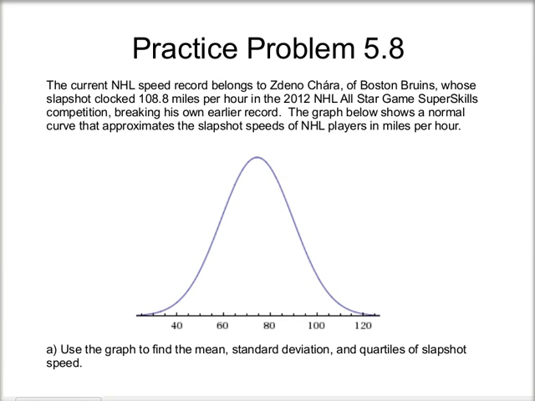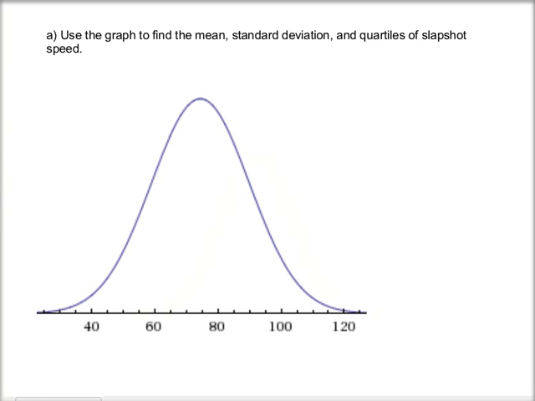This is practice problem 5.8. I've got a graph here that shows a normal curve that approximates the slapshot speeds of NHL players in miles per hour. For part A, I want to use the graph to find the mean, standard deviation, and quartiles of slapshot speed. So I'm going to copy this over onto another slide and give myself some more room to work.